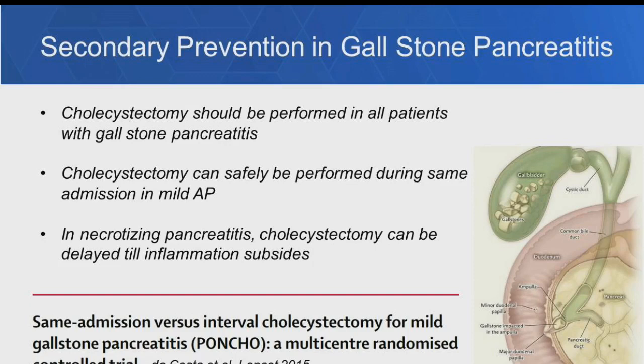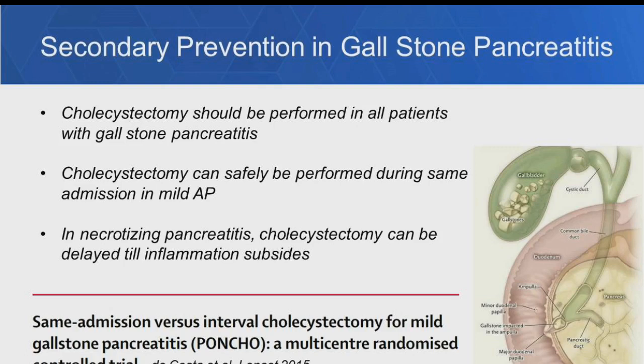And now with the secondary prevention in gallstone pancreatitis, so even after we remove the stone or if the stone passes in the setting of gallstone pancreatitis, there is still a gallbladder filled with stones. And the risk of pancreatitis is around 17% in the next 6 months after one episode of biliary acute pancreatitis. So therefore, cholecystectomy should be performed in all patients with gallstone pancreatitis.